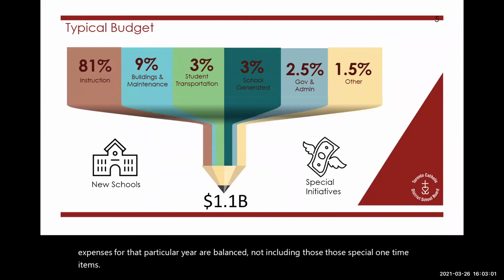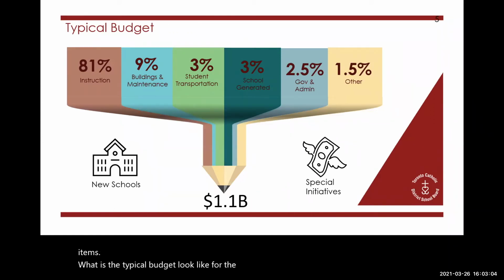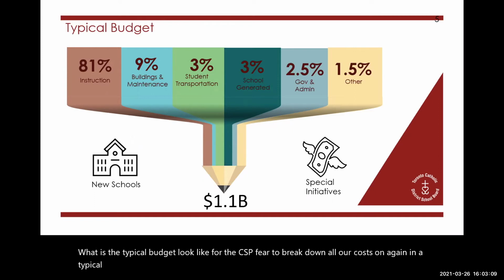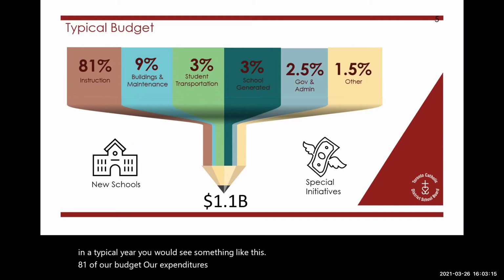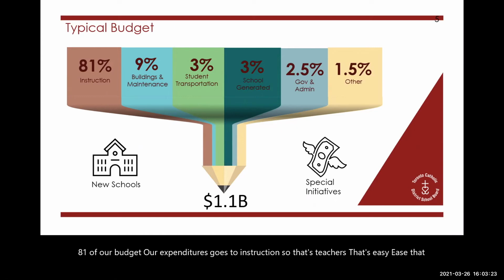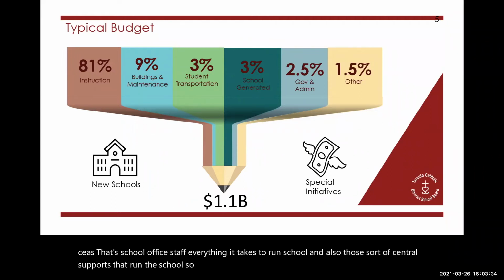So what does a typical budget look like for the TCDSB? If we were to break down all our costs, again, in a typical year, you would see something like this. 81% of our budget, our expenditures, goes to instruction. So that's teachers, ECEs, EAs, school office staff, everything it takes to run a school, and also those central supports that run the school. So curriculum staff, anything that's going to support special education, things of that nature, all come from the instructional bucket.